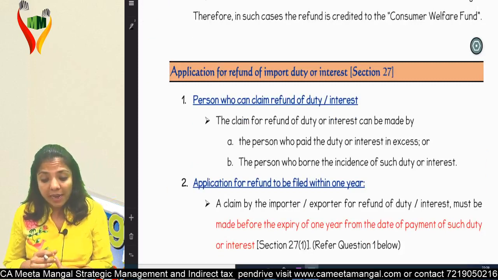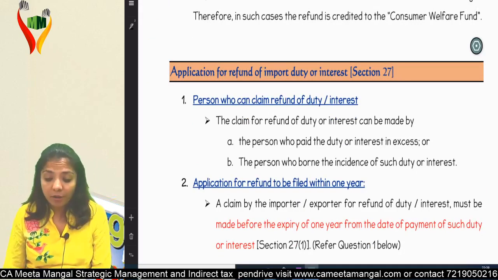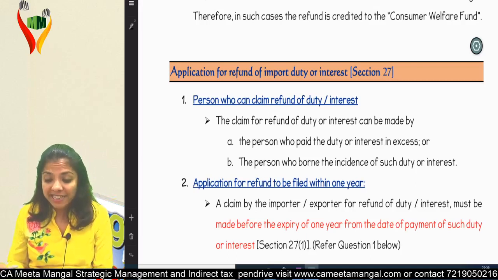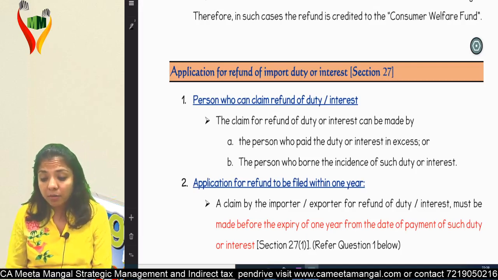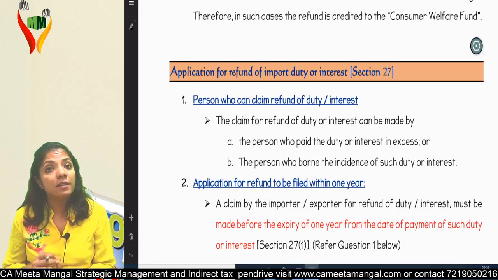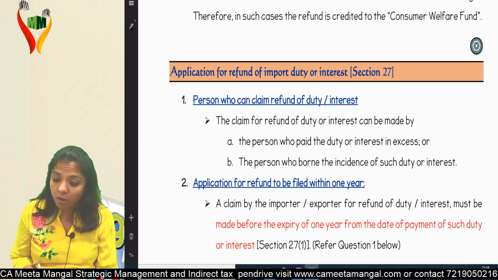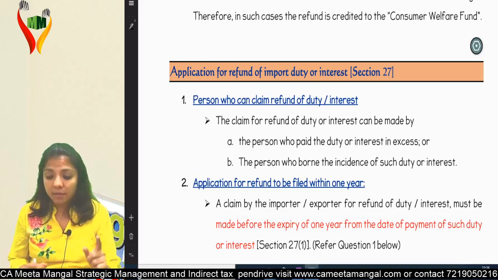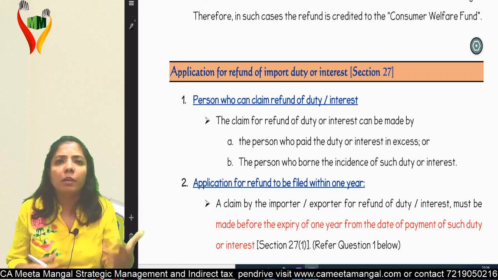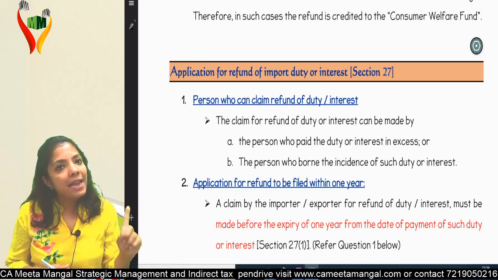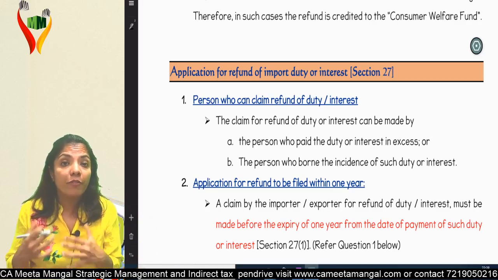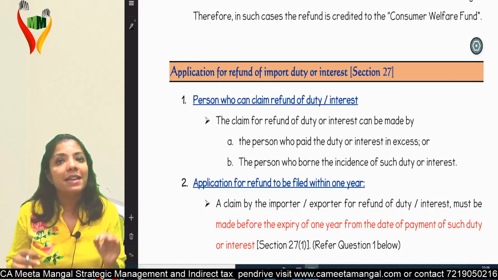Application of refund of import duty or interest under section 27. Person who can claim refund of duty or interest: the claim can be made by the person who paid the duty or interest in excess, or the person who has borne the incidence of such duty or interest. Suppose I only paid it and the burden is not shifted, so I can go for application, or else the person who actually had that burden can make an application.